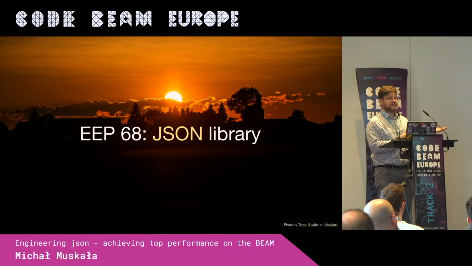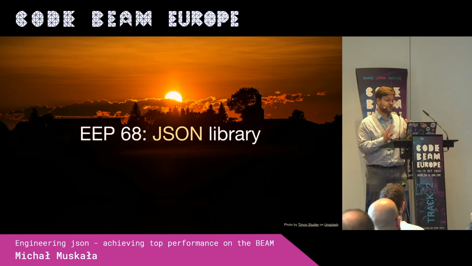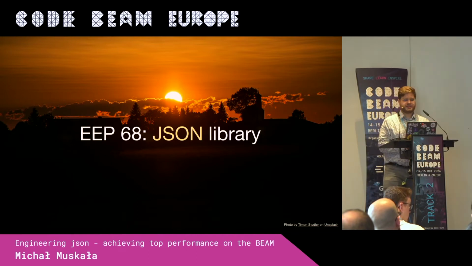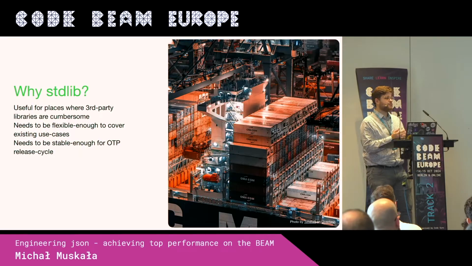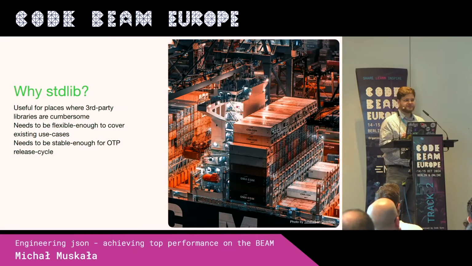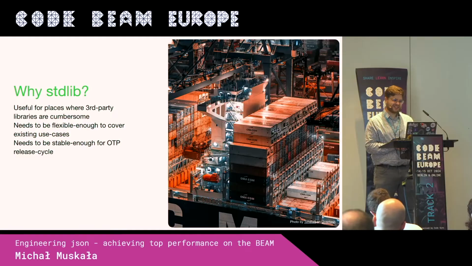So yeah, early this year, I proposed EEP68, proposing adding a library for JSON to the standard library of Erlang. But you may ask, why add it to the standard library? With Elixir, I released it as a separate package. Why not have yet another library for Erlang doing JSON instead?